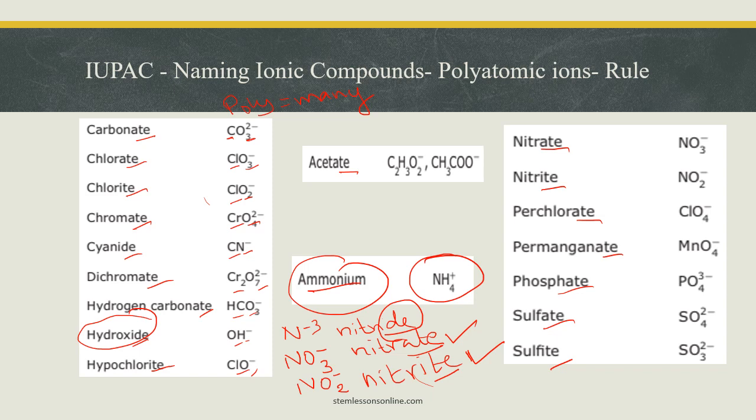And now one more thing I want to point out is that, see the acetate ion here, it can appear in two forms. So don't get confused by looking at that one. C2H3O2 negative, or it can appear as CH3COO negative. So you shouldn't get confused with that one. That's the only thing about the polyatomic ions I want to talk about now. And now we will practice the naming and writing, okay?